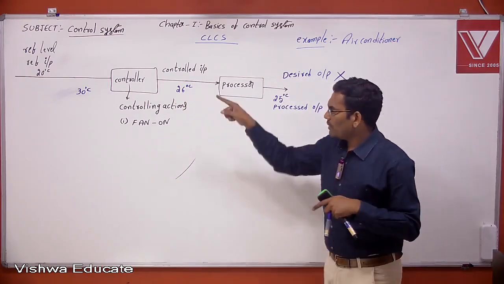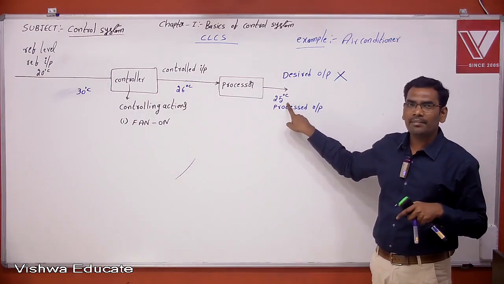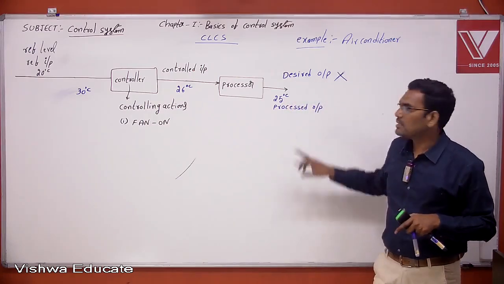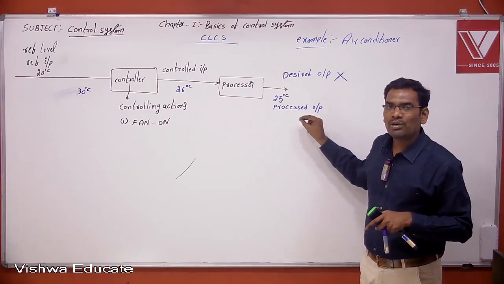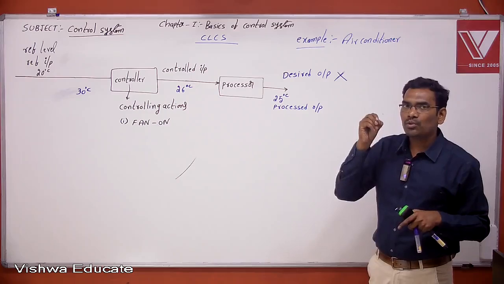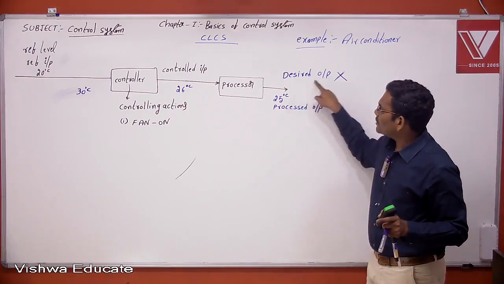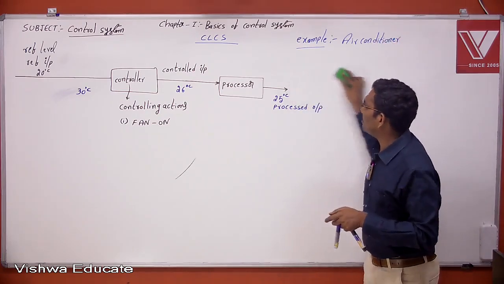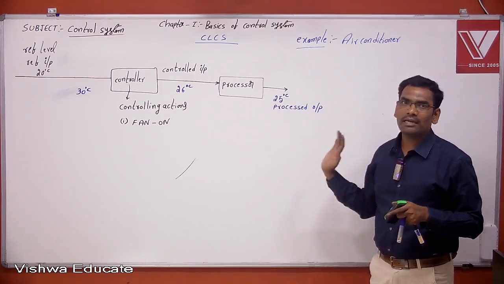But how much output are you getting here? Here 25 degree centigrade temperature, then how can you say this is a desired output? This is wrong. This is not the desired output. This is just a processed output in the case of closed loop control system. In the case of open loop control system, the processed output is called the desired output. Therefore, this is not the desired output. This is just a processed output only.